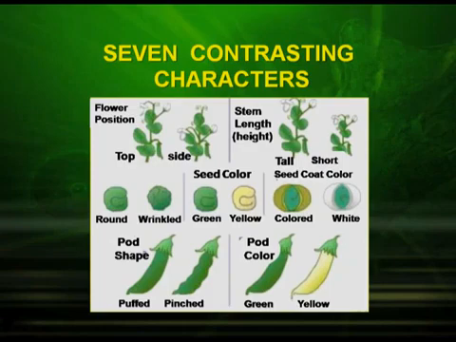The seed color, whether it is green or yellow. And then he also studied the seed coat color, whether it is colored or white. And then the pod shape, whether it is puffed or pinched, and the pod color, whether it is green or yellow. So, these were the 7 contrasting characters which were studied by Mendel.